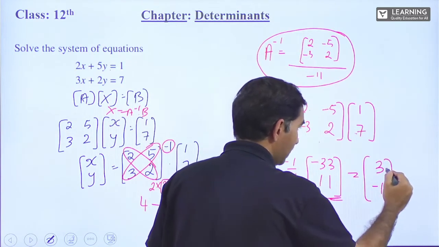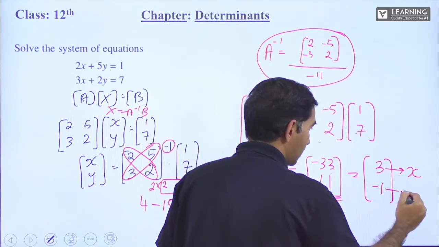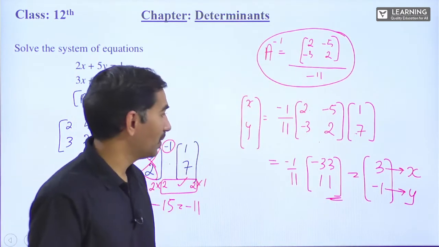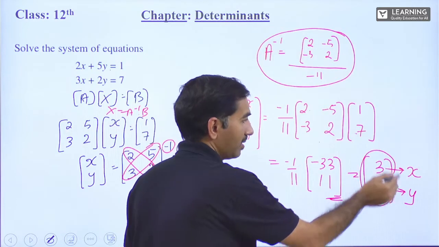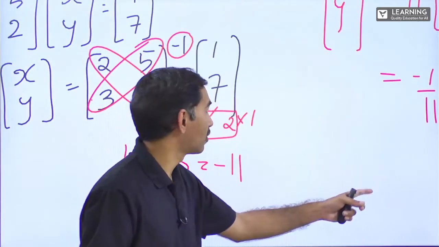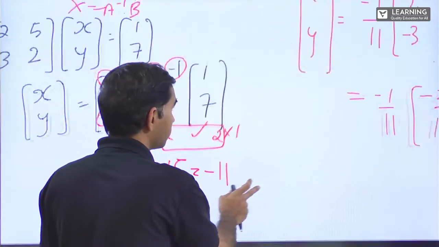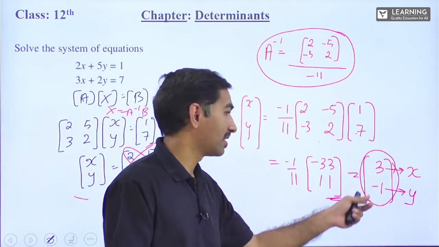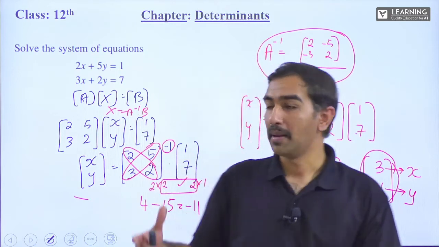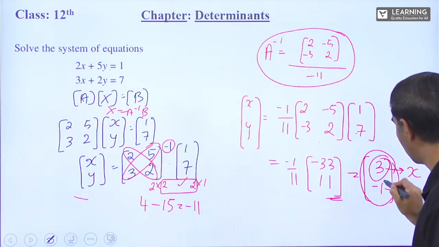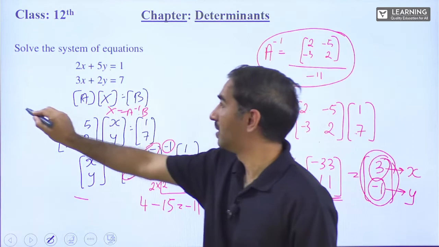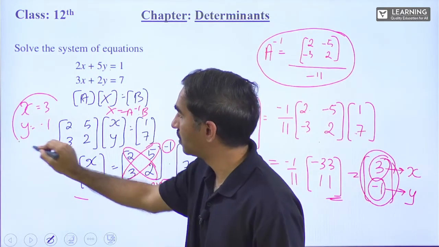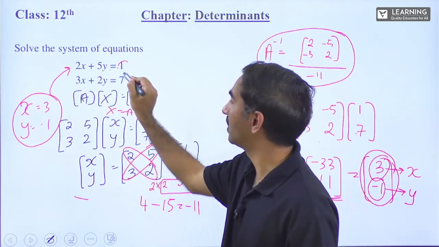So what are these actually? This is your x value and this is your y value. Understood? So once you get the values of x and y, to check whether the answers are right or wrong, what you have to do is back substitute these values 3 and minus 1 in this equation. So x is equal to 3, y is equal to minus 1. Back substitute these values in this equation, see whether you're getting the right hand side.